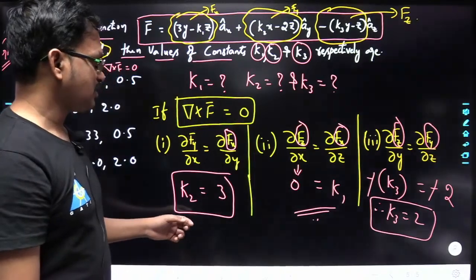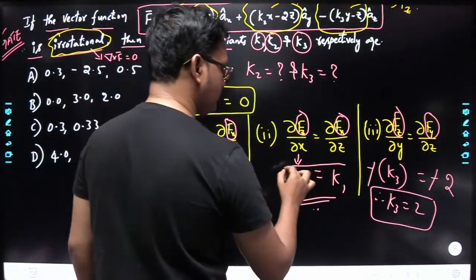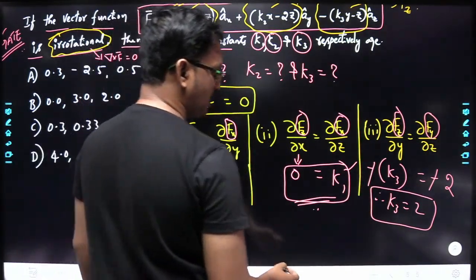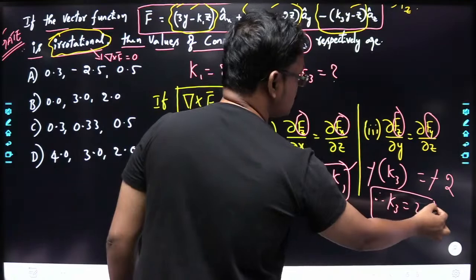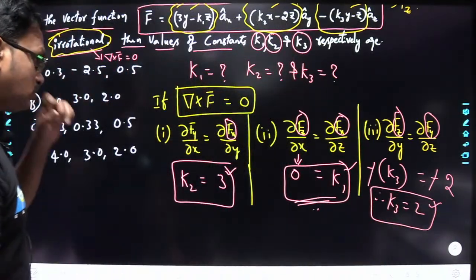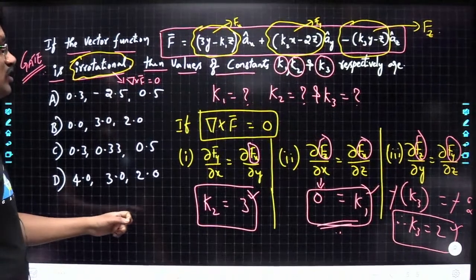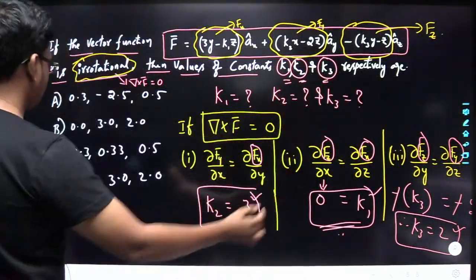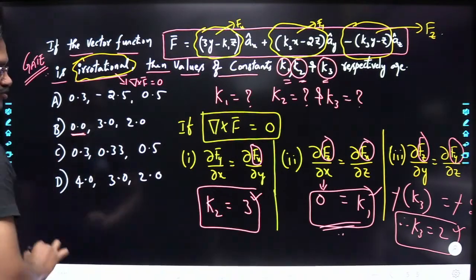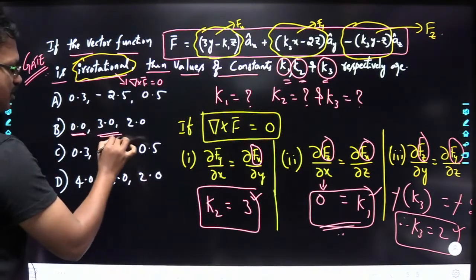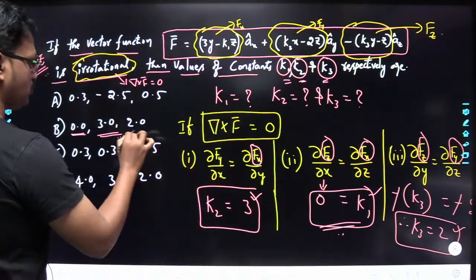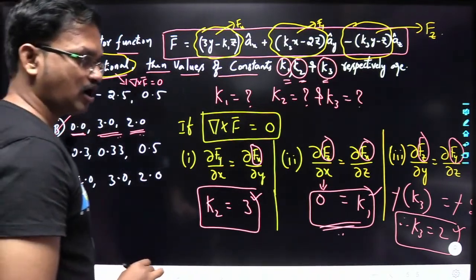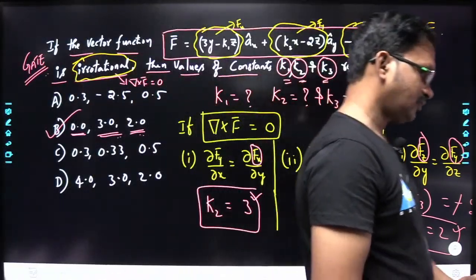Okay, so that means the value of k1 is equal to 0, the value of k2 is equal to 3, and the value of k3 is equal to 2. Yes or no? Okay, so the answer is what here? They are asking k1, k2, k3 respectively. So k1 is equal to 0, k2 is equal to 3, and k3 is equal to 2. So that means option B is correct. Option B is correct. Yes or no here?